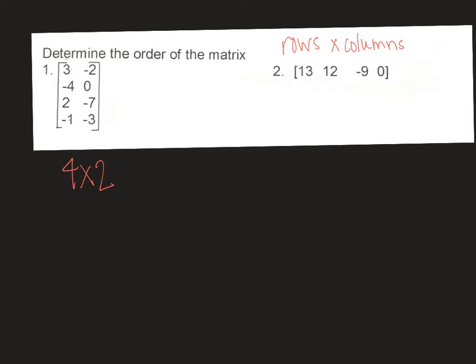Same thing in number 2. We've got a matrix of 13, 12, negative 9, and 0. So we have 1 row and 4 columns. So it is a 1 by 4 matrix.